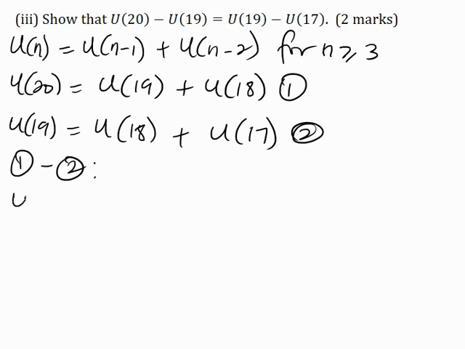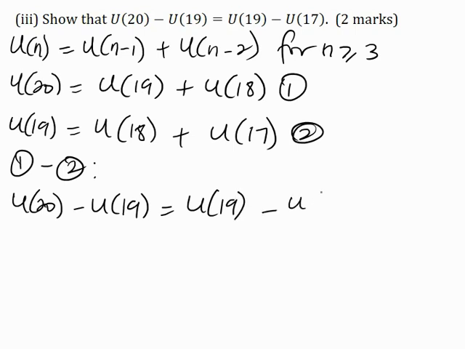So therefore, u of 20 minus u of 19 is equal to, and notice here that when I subtract these equations, u of 18 minus u of 18 is 0. So I just remain with u of 19 minus u of 17. QED.